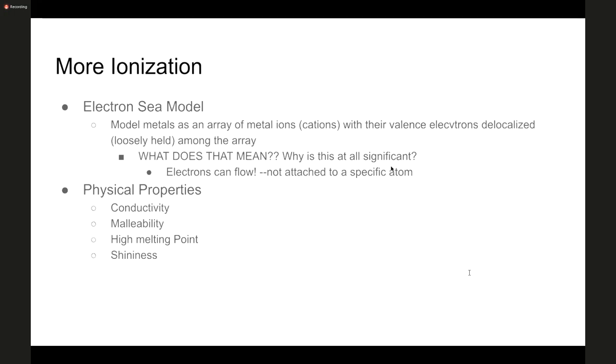Shininess is explained by band theory. I think she was touching upon that without exactly saying the electron sea model, but basically there are all these little energy levels where the electrons can go between. Same with melting point. Does someone want to restate the high melting point rationale? One thing that I like to think about is that you have all these electrons and you have to raise the energy of all of them to melt. Yeah. Cool.